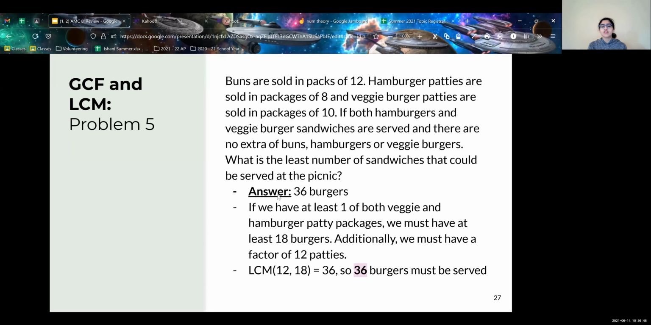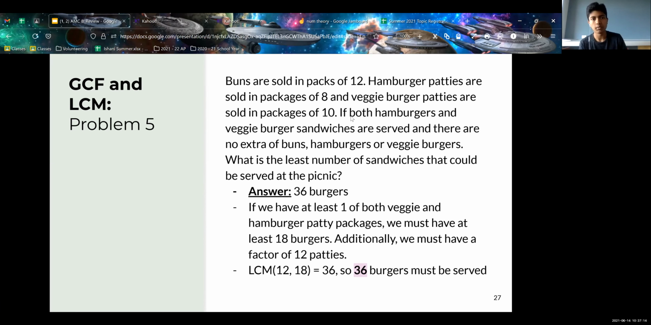However, if you're trying to find the least amount, right? For example, if you try to get a number less than 36, using only the hamburger patties, the least common multiple of 8 and 12 would be greater than 36. It would be 2 to the power of 3 multiplied by 3. So this question's a great example of why you shouldn't assume.